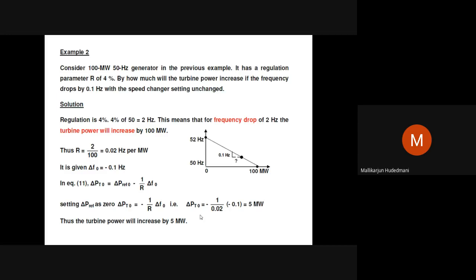Now, let's see one more problem. An example of a 100 megawatt, 50 hertz generator. In the previous example, the first one which you have seen, it has a regulation of 4%. By how much will the turbine power increase if the frequency drops by 0.1 hertz with the speed changer unchanged? Now, there is a demand. This problem is posing you a question.